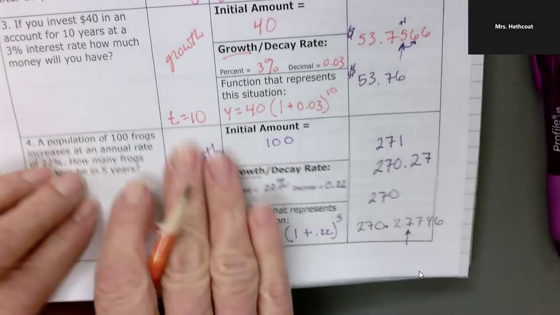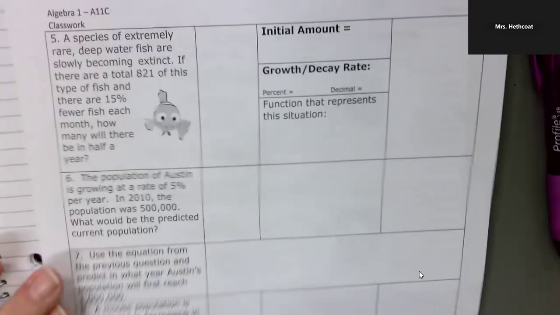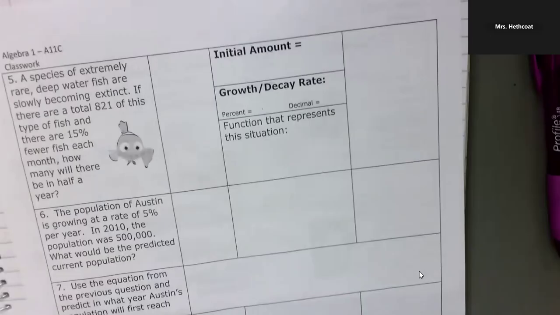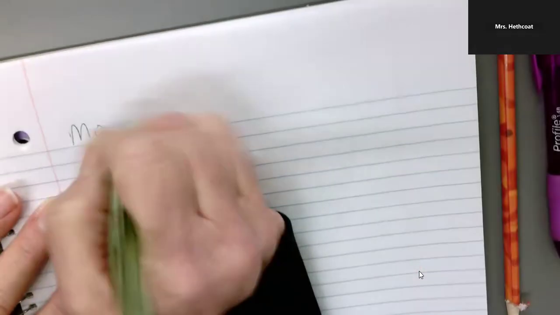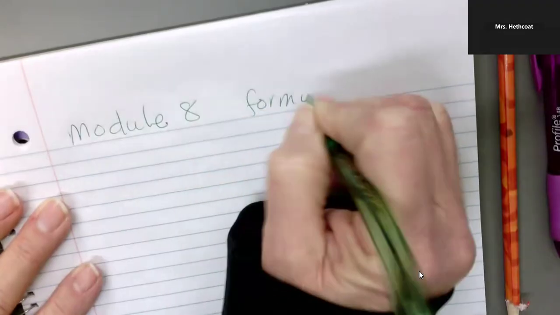All right. The other side has more. I did not go into detail on this side in class, so do as many as you can or want to build your confidence. But I'm going to go on to talk a little bit about other things we did in class today. So the next thing it's really important for you to do is to update your notebook. So we did a full page today of notes for just Module 8 formulas or equations.